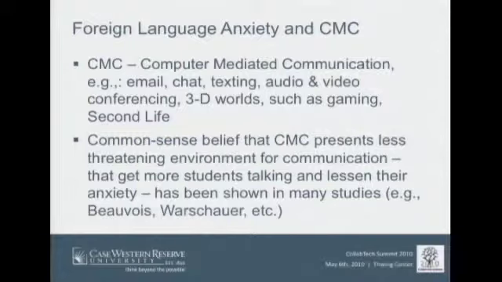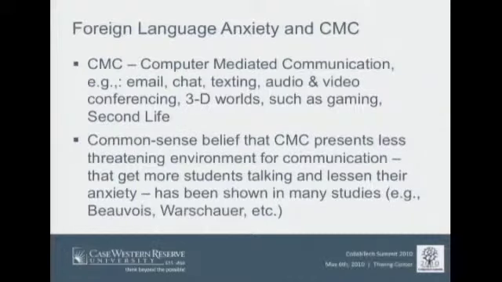Computer-mediated communication used to mean, back in the day when I was in grad school, email and really just written forms, text chat. And the research at that point, looking at these types of computer-mediated communication, found that more anxious students did talk more, did participate more in discussions than they might have in oral communication. And some research showed that this actually helped students to produce better speaking eventually because they had a chance to test out the forms. There was a common sense belief that all forms of CMC present a less threatening environment for communication, and that this will help students talk more and reduce their anxiety.